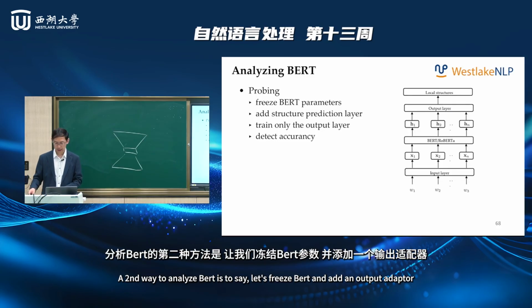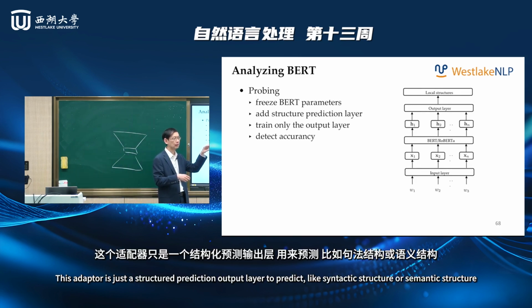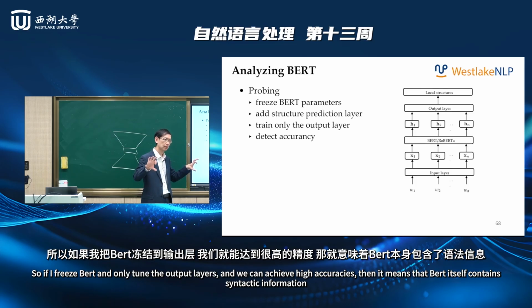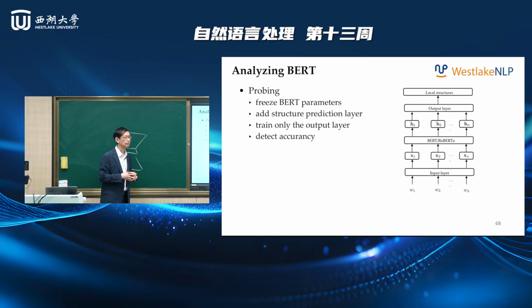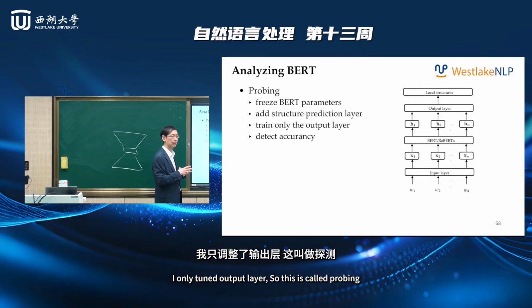So this is one way to analyze BERT, analyze attention patterns. A second way to analyze BERT is to freeze BERT and add an output adapter. This adapter is just a structured prediction output layer to predict, like, syntactic structure or semantic structure. So if I freeze BERT and only tune the output layers, and we can achieve high accuracies, then it means that BERT itself contains syntactic information, right? Because I'm using the representation as input, I only tune the output layer. So this is called probing.